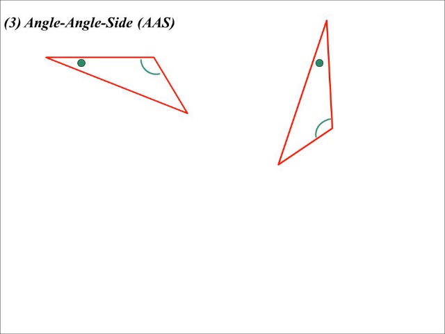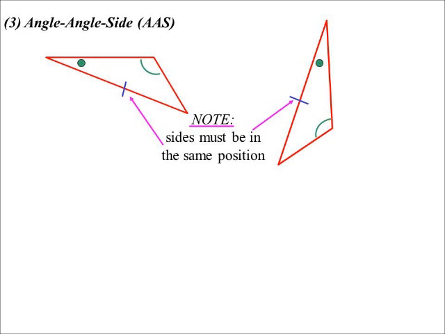So angle, angle, side. Now this time it's the two angles we identify first, because it's the side that must be in the matching position. It doesn't have to be the included one, so it doesn't have to be the side in between the two known angles. It could be the one opposite the one I've marked there in green. But it's basically got to be the same one in both, the matching or the corresponding side.